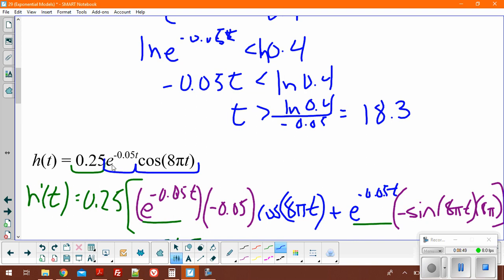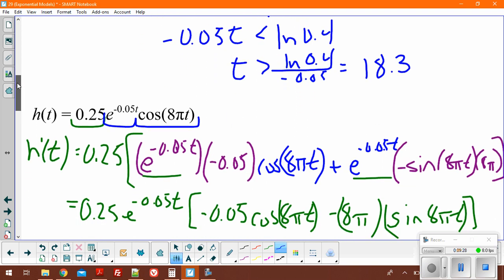Derivative of the first: derivative of e to the something is itself, times the derivative of its exponent, like the inside. So derivative of negative 0.05t is just negative 0.05, times the second part, plus the first part times the derivative of the second part. So derivative of cosine is negative sine, and derivative of the inside is 8 pi. In terms of tidying this up, I have e to the power of something in both spots.